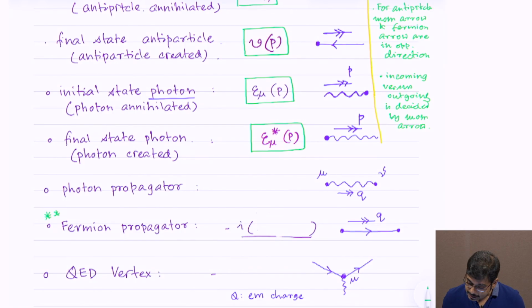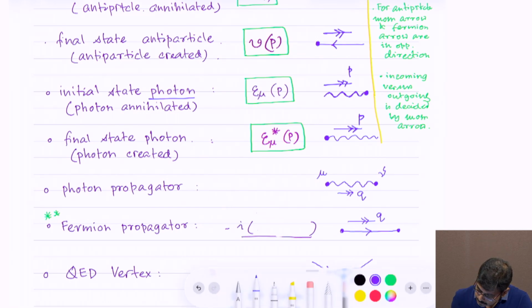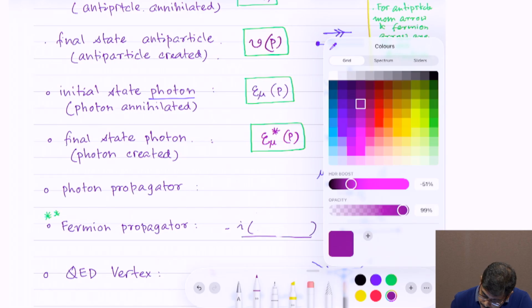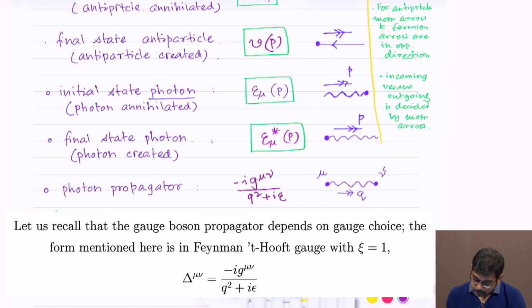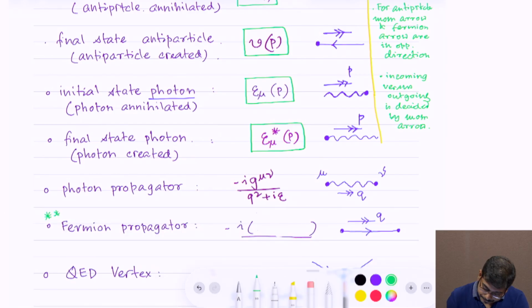The photon is essentially propagating between two vertices, and the Lorentz indices associated with the two vertices are mu and nu, and suppose the momentum is q. So, how do I write it? This is precisely what we discussed in the last lecture, and this is going to be minus i g mu nu by q square plus i epsilon, correct? So, this is what represents the photon which is propagating between two vertices, okay.